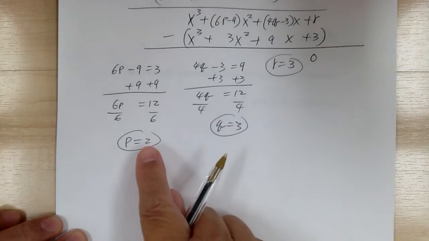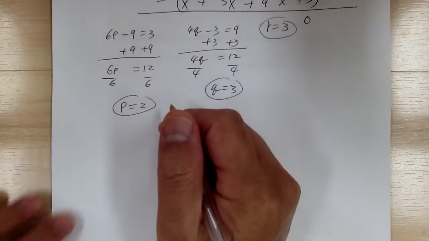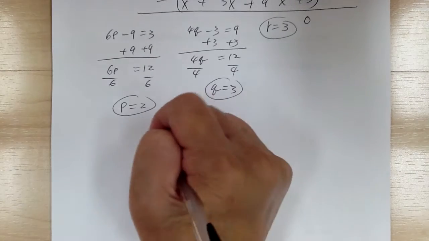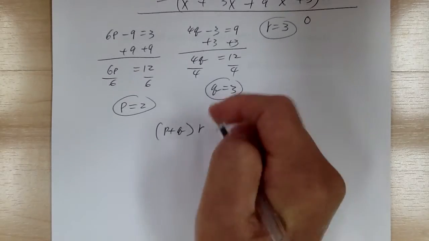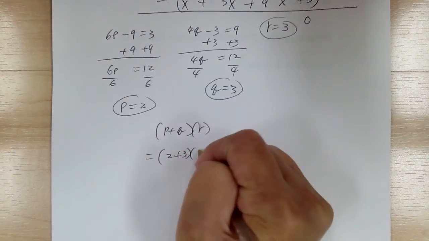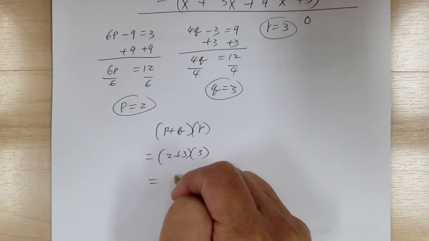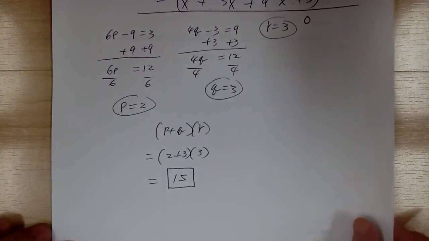So once we find p, q, r, now we can find our answer. We are looking for p plus q times r. So this will equal to 2 plus 3 times 3. So this will equal to 15. Okay. Let's go to the next one.